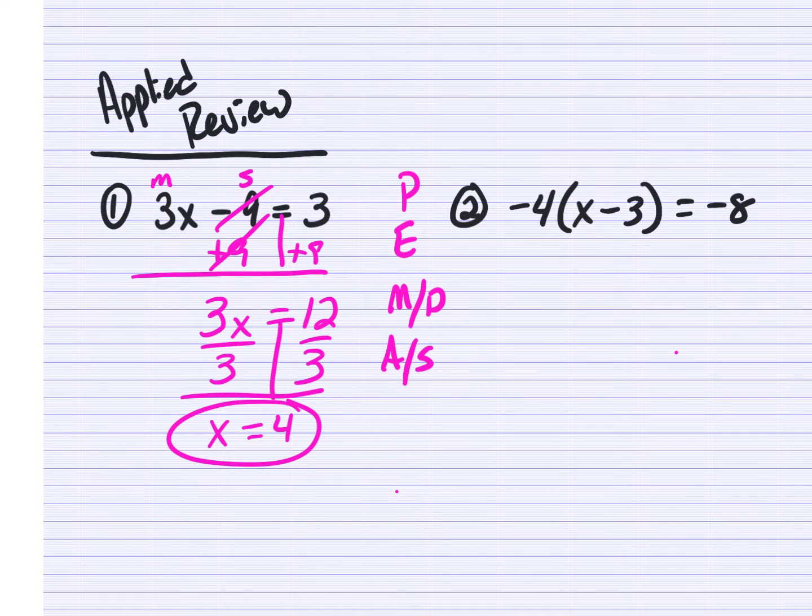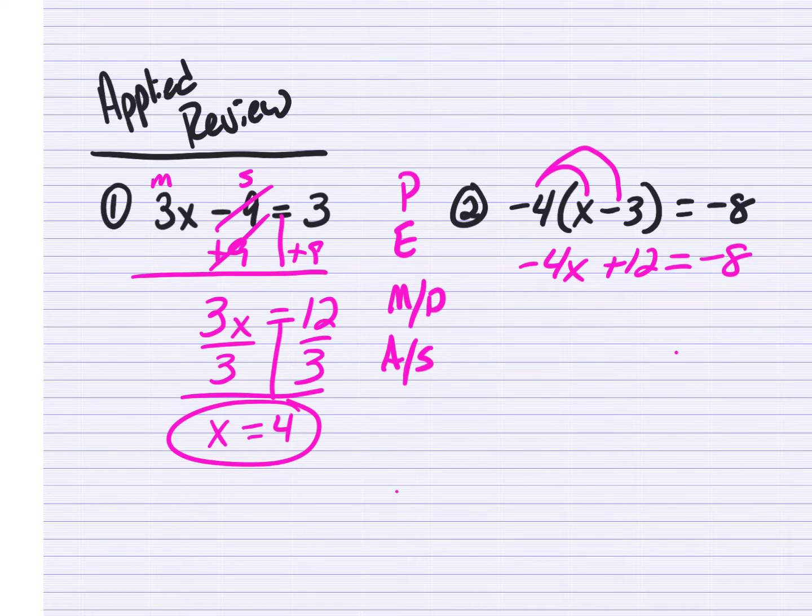First thing we would do on number 2 is distribute a property. -4 times x is -4x. -4 times -3, negative times negative is +12. And then I bring down my equals -8. From here, this -4 is multiplying the x because it's written right next to it. Whenever they're written right next to each other, that means multiplying. And the 12 is adding on to the x.